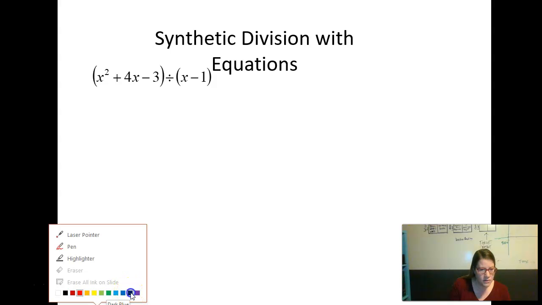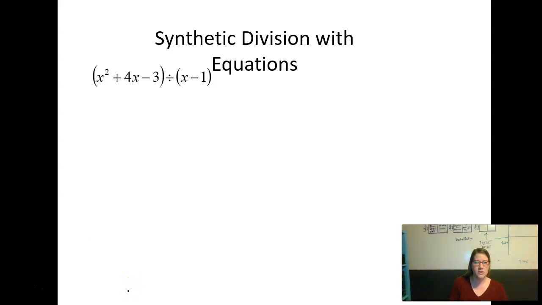So yesterday you should have done the 2.3 worksheet, just the front where it says to use long division. Today you will finish that worksheet. You'll do the back of it where it says use synthetic division.